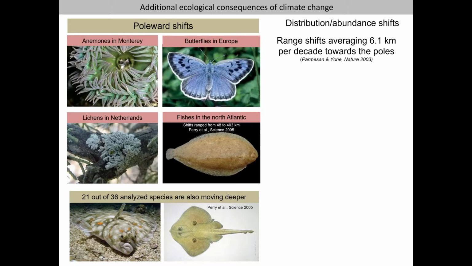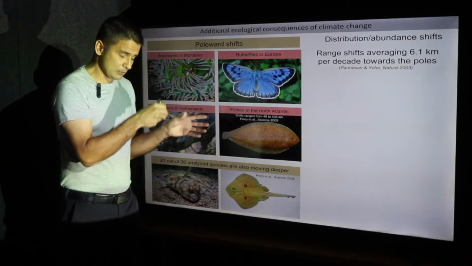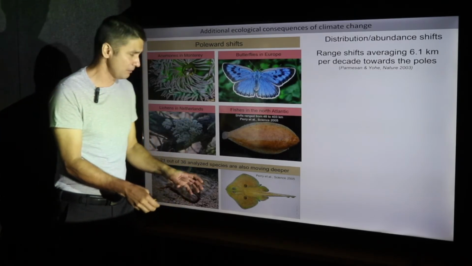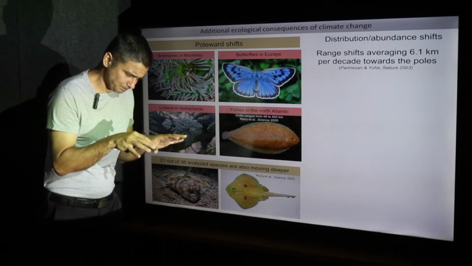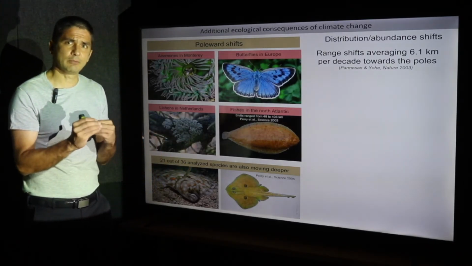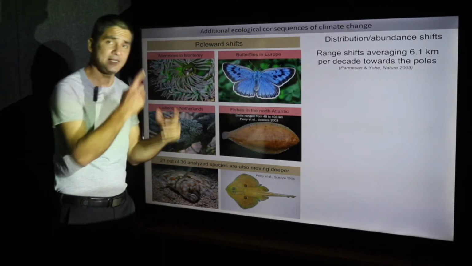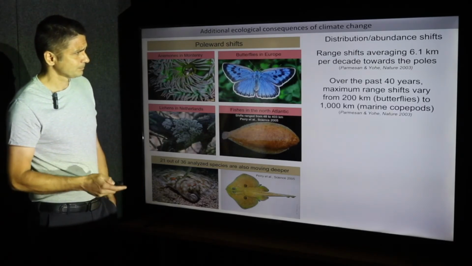Another pattern that has been observed related to climate change is that some species are moving deeper. Suitable, colder temperatures can be found at high latitudes, but in the oceans they can also be found deeper. So a lot of species have been found to be moving to deeper parts of the oceans just to be able to cope with this excess of heat that they face at the surface.